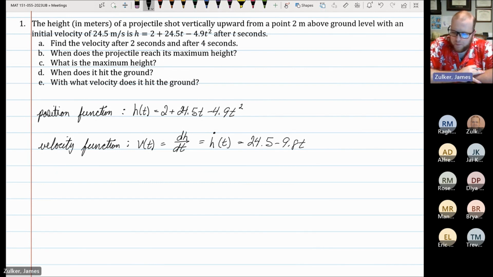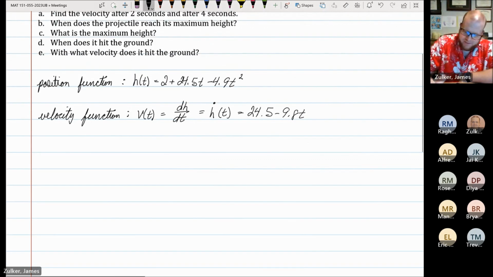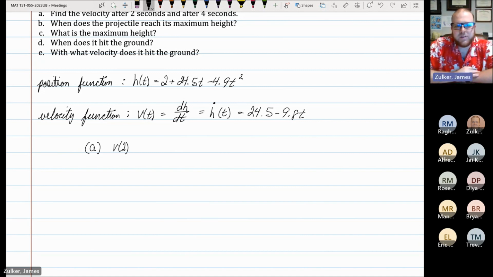Right, it's 24.5 minus 9.8 t, right? And that's the derivative of h. This now allows us to answer part A, right? We want v of 2 and v of 4.